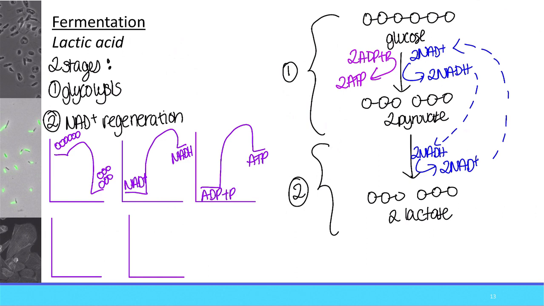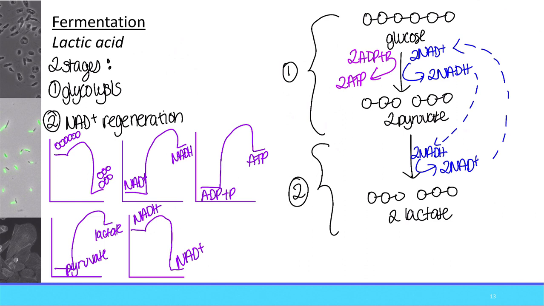In stage 2, when we go from pyruvate to lactate, that is actually an endergonic reaction, and that is powered by taking NADH and oxidizing it to NAD+. So again, just like everything else that we have seen in the past couple of topics, everything that is endergonic is coupled to an exergonic reaction.